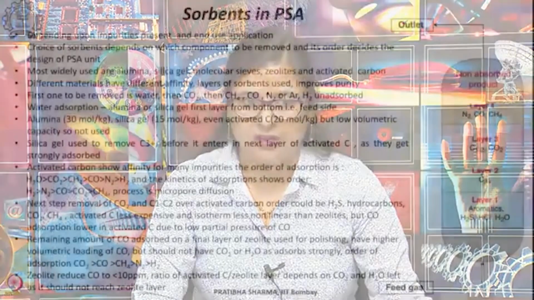A wide number of sorbents are used, like alumina, silica gel, molecular sieves, metal organic frameworks, zeolites, and activated carbons. So, there are several sorbents which can be used, and these different materials have a different affinity towards these impurities. Since a single sorbent cannot remove all the impurities, we put layers of different sorbents, and in that way we improve the purity.